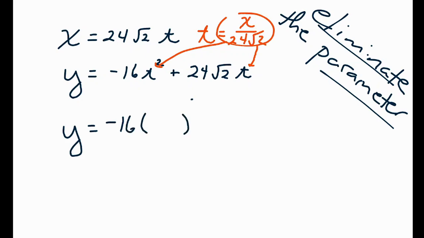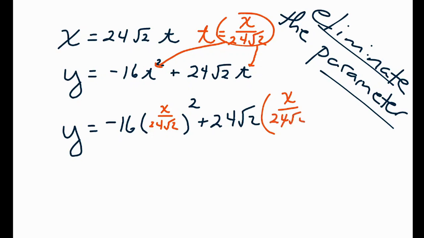Now, we, of course, want to do it carefully. So we're going to carefully plug in x over 24 root 2. Of course, that means it's still being squared. And over here, I can plug in x over, I'll use some parentheses just to keep it organized, x over 24 root 2. So again, the t, the parameter, it's technically been eliminated. It's no longer in the equation.